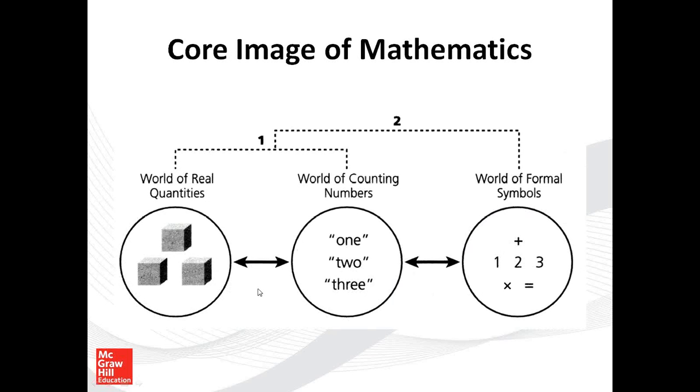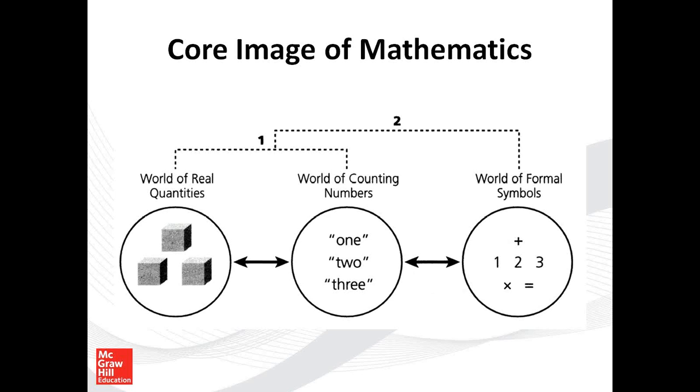This picture here is labeled Core Image of Mathematics. It captures my definition of mathematics, which also happens to be my definition for number sense. Mathematics is a set of relationships among three worlds. There's the world of real quantities, and the world of counting numbers, and the world of formal symbols.